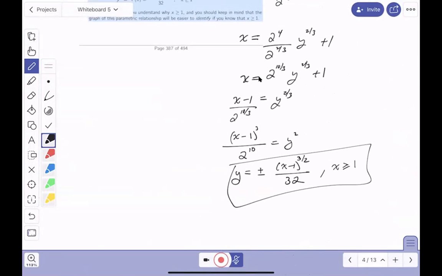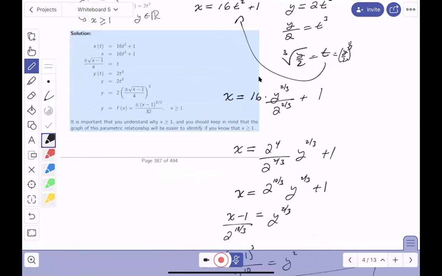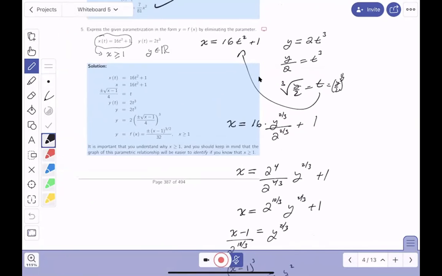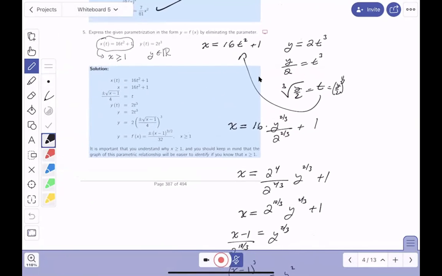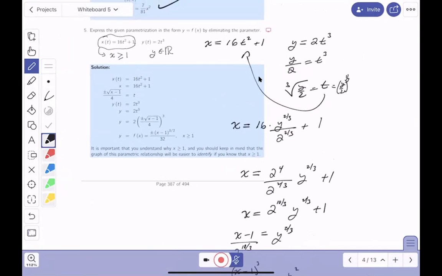Okay, let's take a look at the answer. See how we did. All right, did we get the right answer? Plus or minus, yeah, I got that. X minus 1 to the 3 over 32. X greater than or equal to 1. All right, I'm going to read what I wrote down here. It's important that you understand why I said that. I hope you do understand that. And you keep in mind that the graph of a parametric relation will be easier to identify if you know that x is greater than or equal to 1. All right. Not really, I'm not going to graph that. They didn't ask me to do it. Next question.